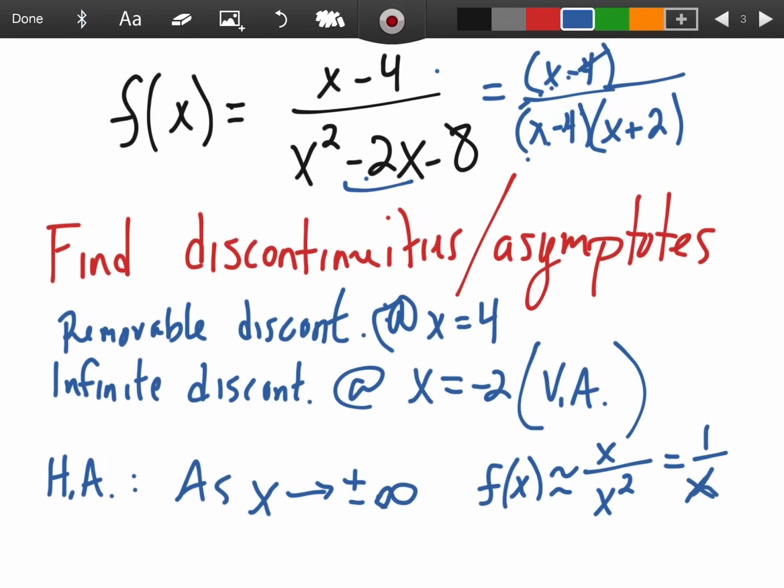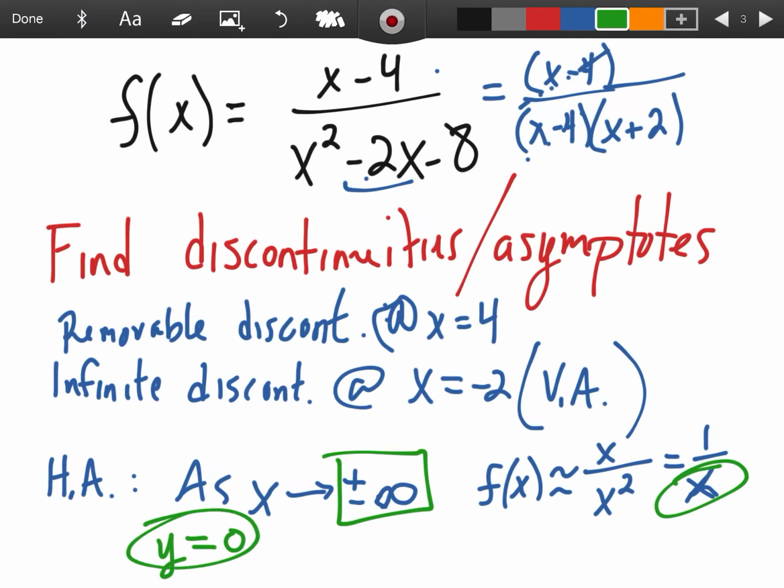Now you might be asking, how does this help me? Well, again, remember that we're imagining what happens as x goes to positive or negative infinity. Plug in infinity: if you do 1 divided by a billion, you get 0.000000001. It's really going to approach 0. So as x goes to positive or negative infinity, we're getting closer and closer to 0. So that is our horizontal asymptote, y equals 0.